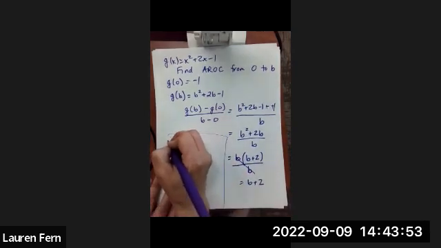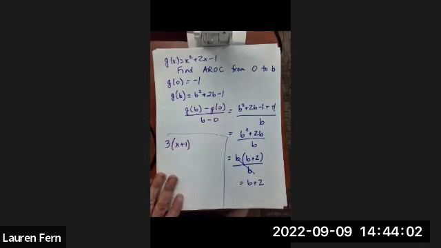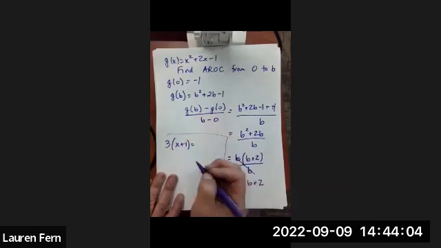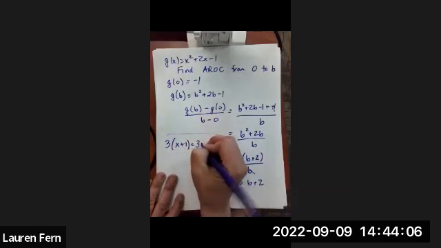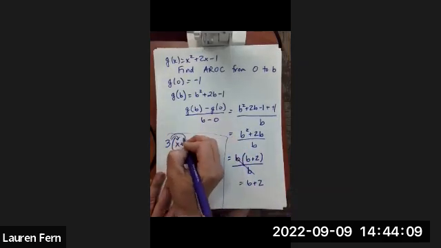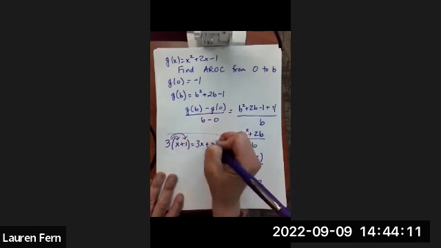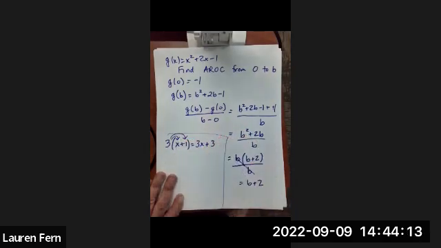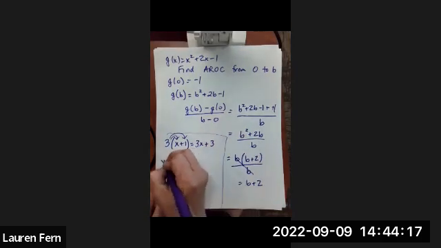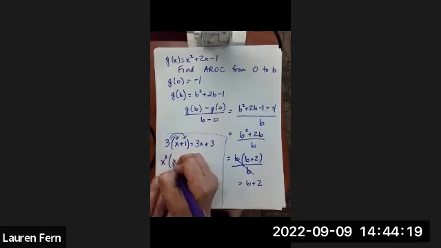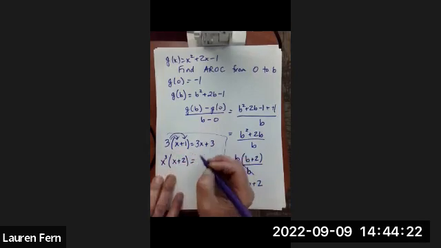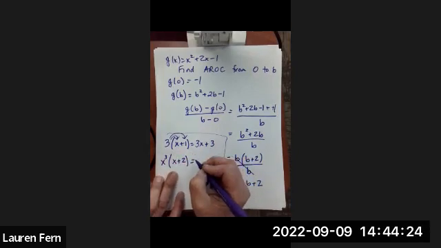Do you remember your distributive property? If you have 3 times the quantity x plus 1, how do you get rid of your parentheses? 3x plus 3. Yep. So you take 3 times your first term plus 3 times your second term. You agree? Okay. And if I have x cubed times x plus 2, if I distribute, what would come out?